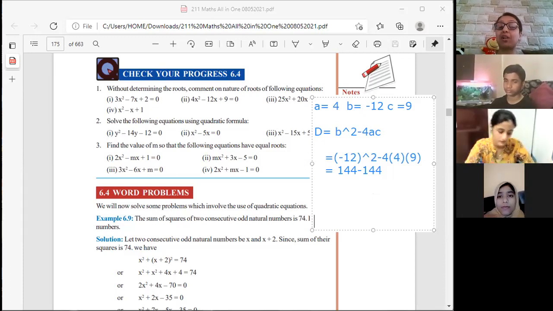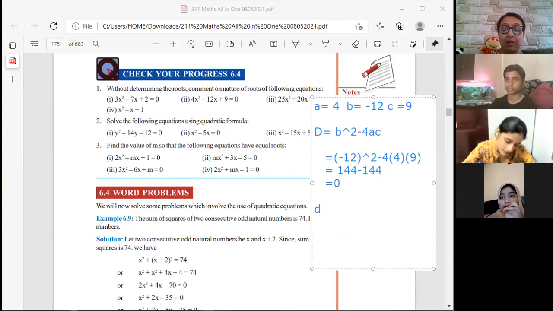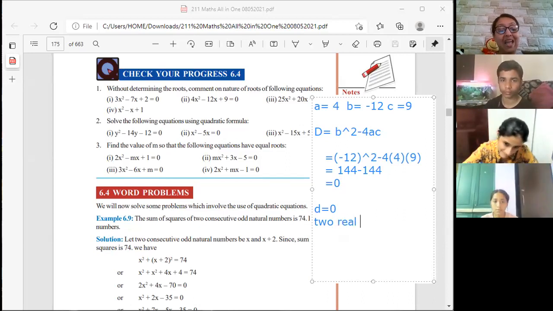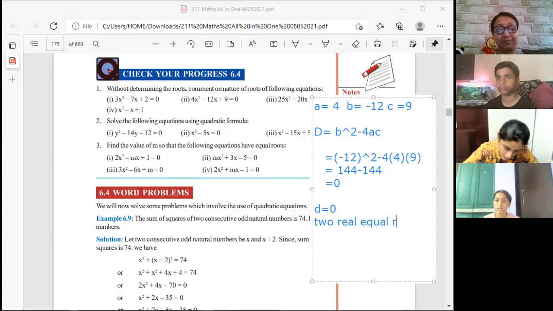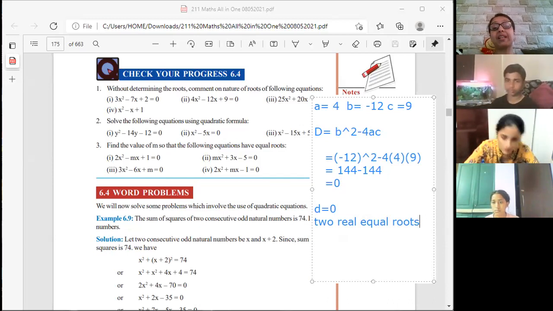So if I get 144 minus 144, tell me what is that going to be equal to? D is equal to 0. And if I have D is equal to 0, then what is the nature of the roots? I'm going to have two real, equal roots. This is how you will get the answer.